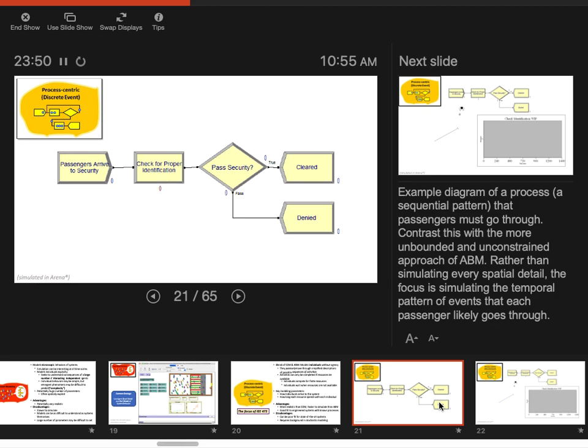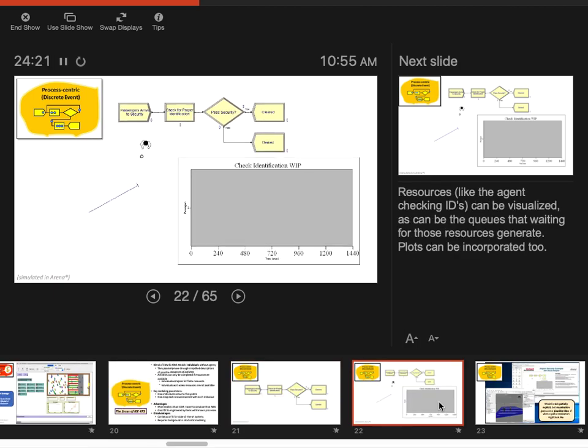All right, so this is what a very simple discrete event system simulation model would look like in Arena. This is, again, keeping with the airport here. Passengers arrive, they get checked for proper identification, and then if their identification looks good, they get cleared for the next step, which we're not modeling, or they get denied, and they have to go back and get new ID, which we're also not modeling that process. So this is how you start. You draw the process out.